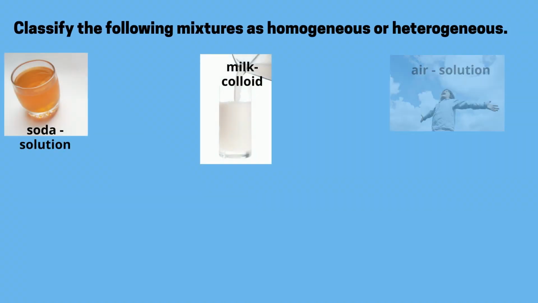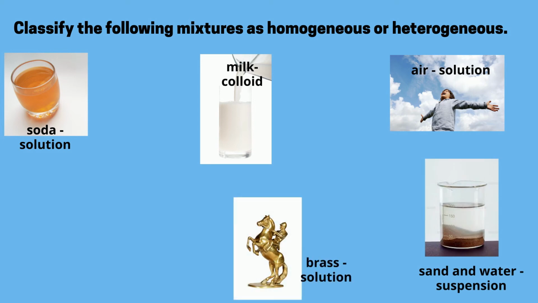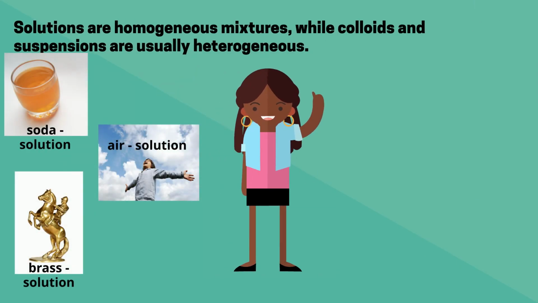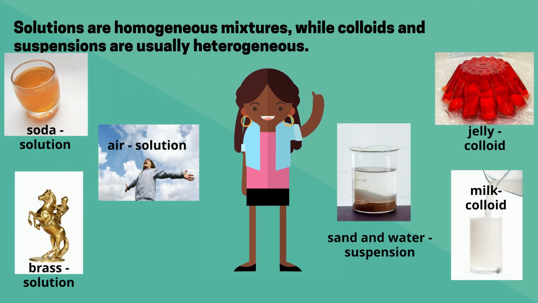Classify the following mixtures as homogeneous or heterogeneous. Solutions are homogeneous mixtures, while colloids and suspensions are usually heterogeneous. Therefore, the soda, air, and brass, which are all solutions, would be homogeneous. Sand and water, which is a suspension, and the jelly and milk, which are colloids, would be heterogeneous.